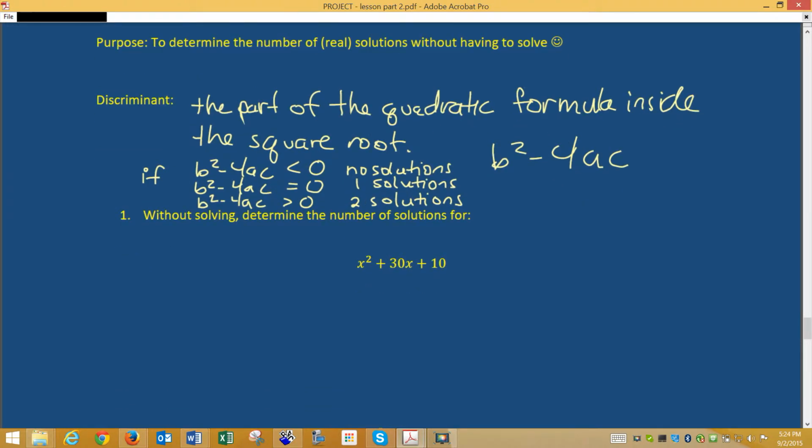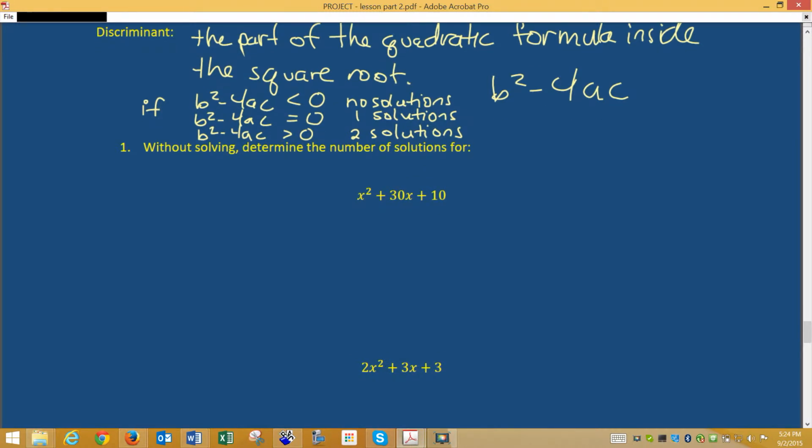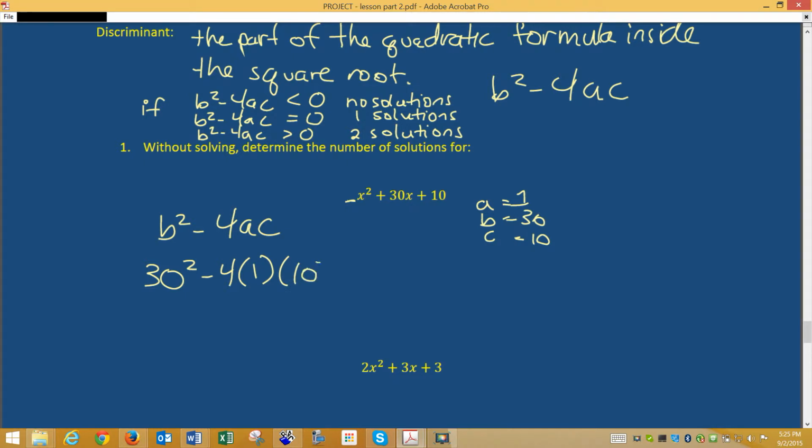So here's some examples. Without solving, determine the number of solutions. Okay, so again, we're going to need the values for a, b, and c. A in this case is 1, b is 30, and c is 10. All right, so we just go b squared minus 4ac. So that's going to be 30 squared minus 4 times 1 times 10. And that's going to be 900 minus 40, which is equal to 860, which is definitely bigger than 0. So a positive number means that there's two solutions.